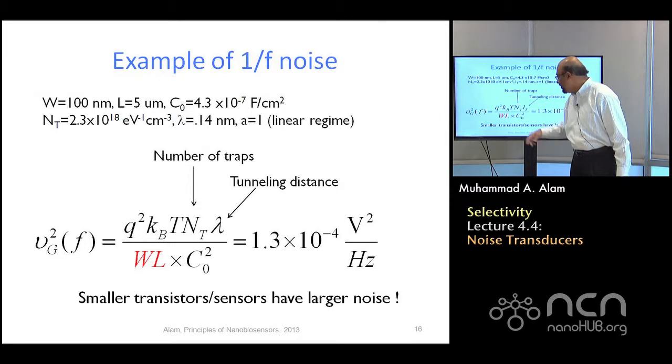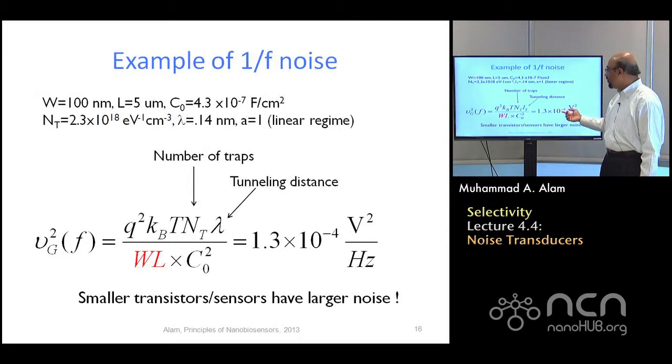This is V squared is 10 to the power minus 4. So V would be 10 to the power minus 2. So that's quite significant. It's on the millivolt per hertz range. So it can be significant amount of noise.